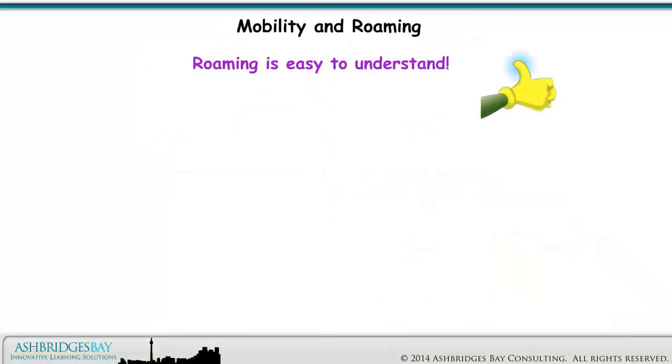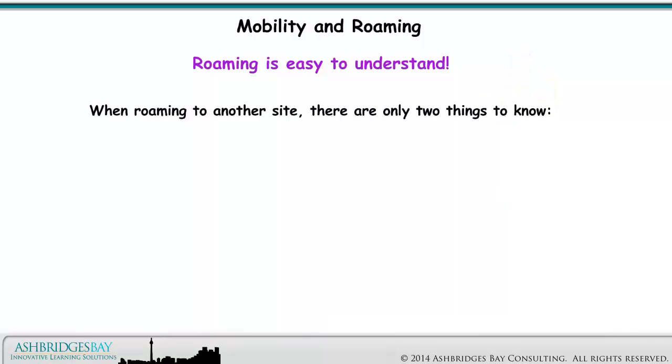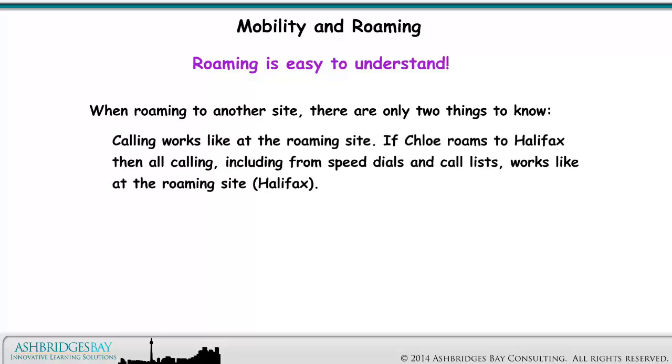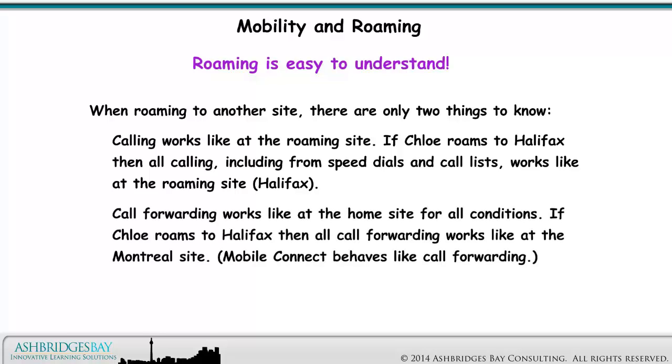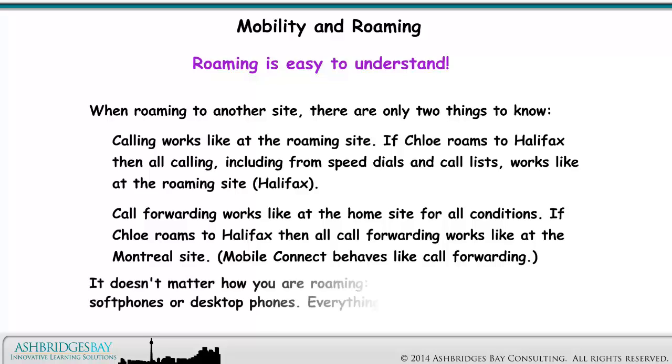Roaming is easy to understand. When roaming to another site, there are only two things to know. Calling works like at the roaming site. If Chloe roams to Halifax, then all calling, including from speed dials and call lists, works like at the roaming site, Halifax. Call forwarding works like at the home site for all conditions. If Chloe roams to Halifax, then all call forwarding works like at the Montreal site. Mobile Connect behaves like call forwarding. It doesn't matter how you are roaming, with extension mobility, soft phones, or desktop phones. Everything works like this.